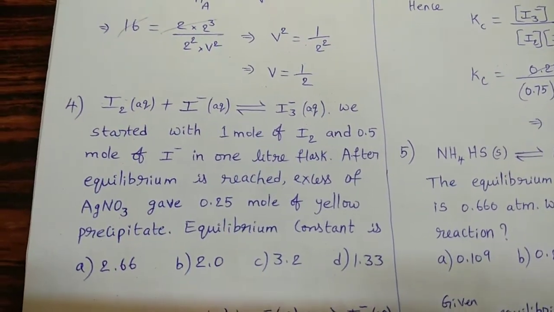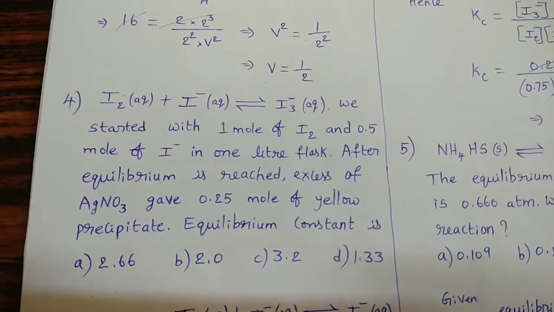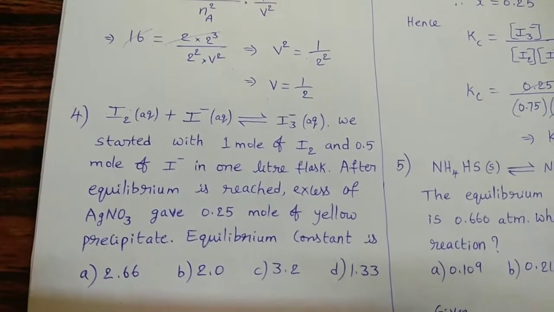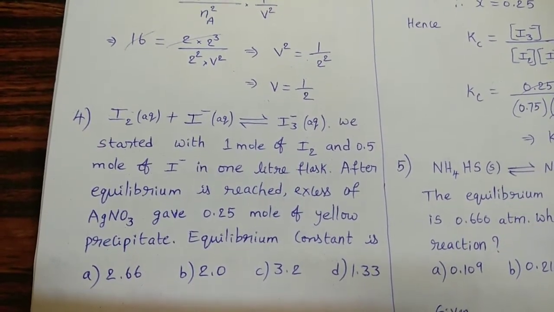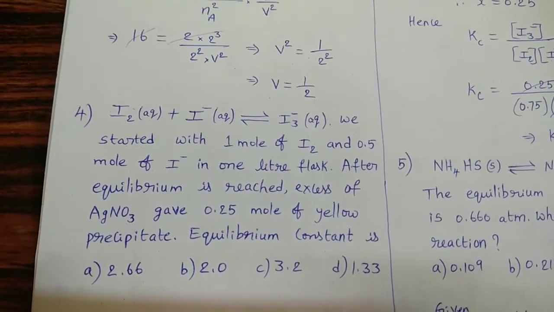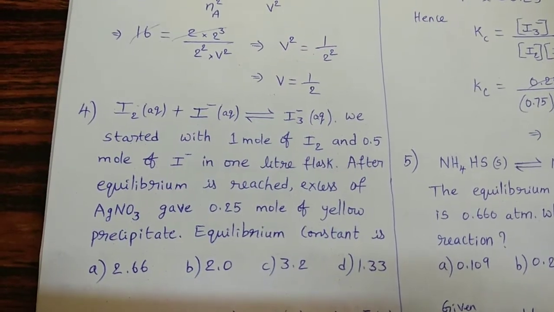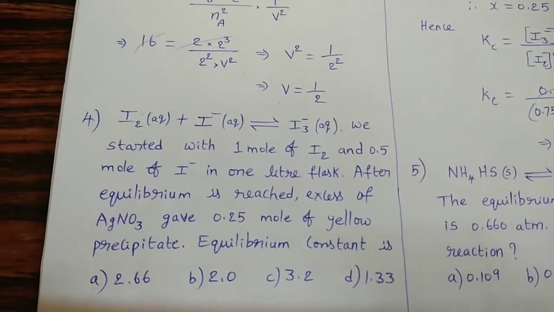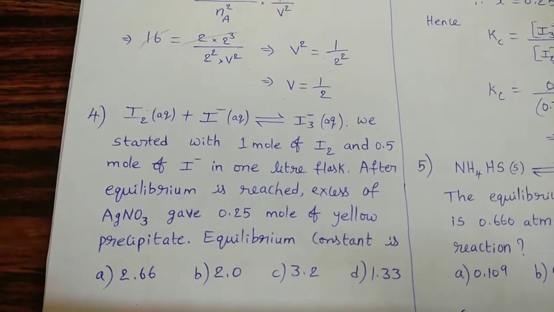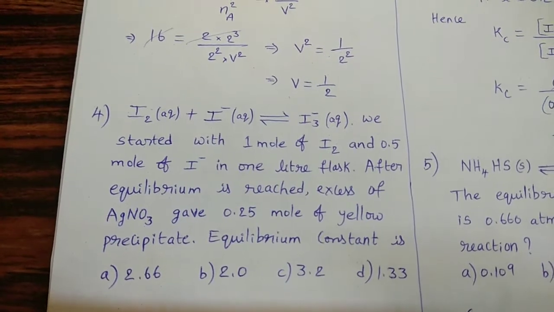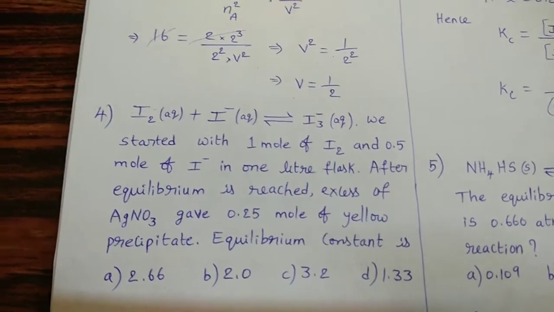In last class we completed some of the numericals. See the next one. I2 plus I minus gives rise to I3 minus. All are present in aqueous solution state. We started with 1 mole of I2, 0.5 mole of I minus ion in a 1 liter flask. After equilibrium is reached, excess of AgNO3 gave 0.25 mole of yellow precipitate. We should find out the equilibrium constant.